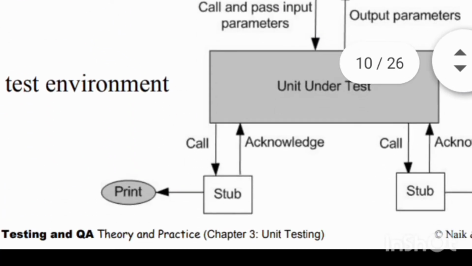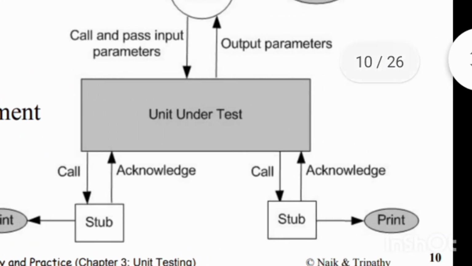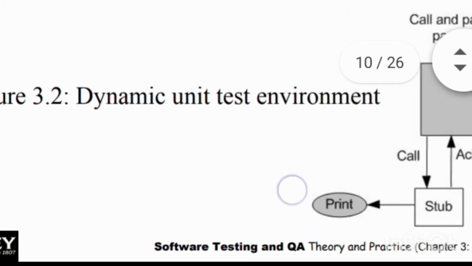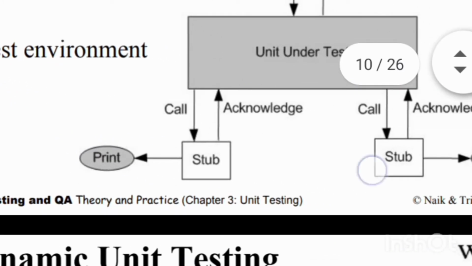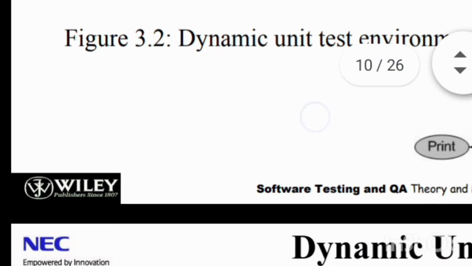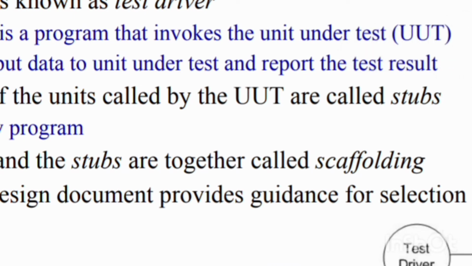First, you have to observe the diagrammatic presentation of the unit under test, test stubs, test drivers, results, and print, and the dynamic unit test environment. Here we observe that the call acknowledge, and test driver call and pass input parameters, output parameters, results. The environment of a unit is emulated and tested in isolation.